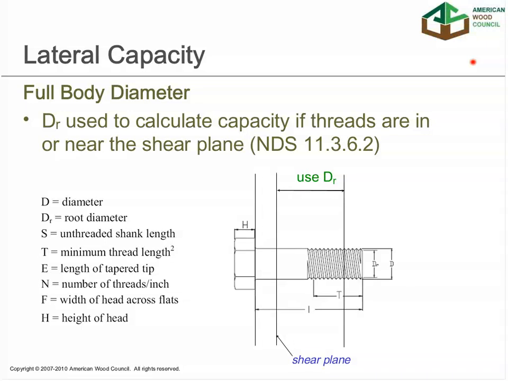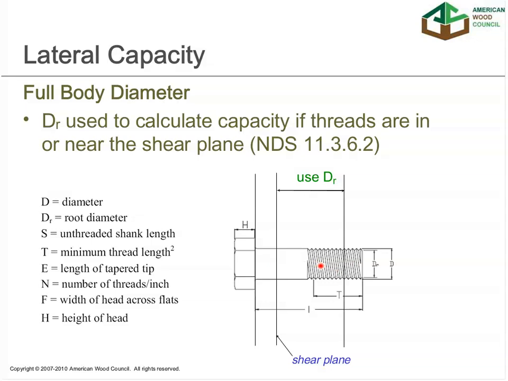And what happens if the shear plane is close to that root diameter, obviously the capacity can be lower because the hinge point that we talked about in some of the earlier slides could occur here in the reduced section of the fastener, even if the shear plane were here. And that's because obviously you have a smaller cross section here, and as you put a moment on this fastener, the reduced diameter is where it could yield.